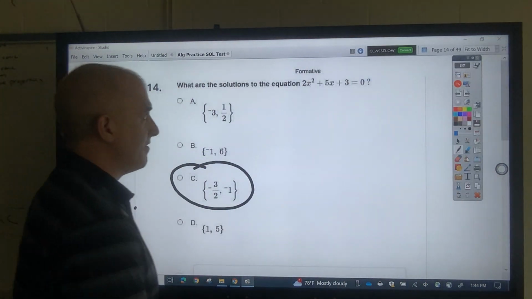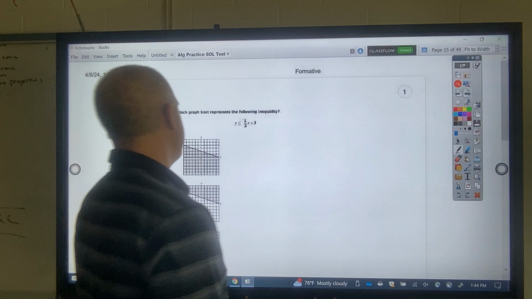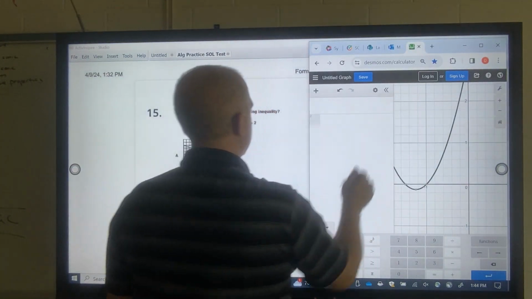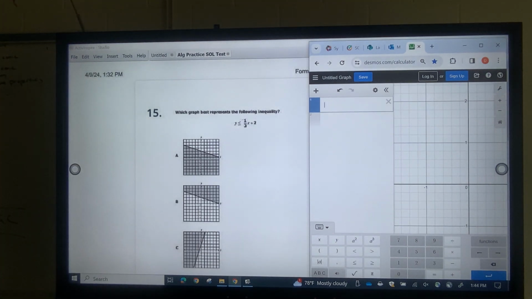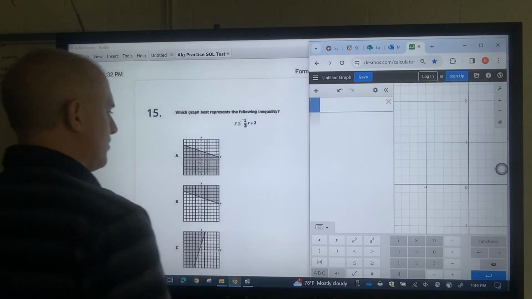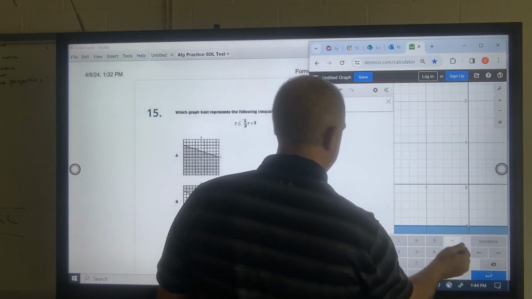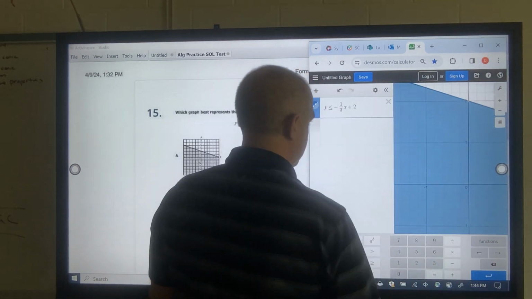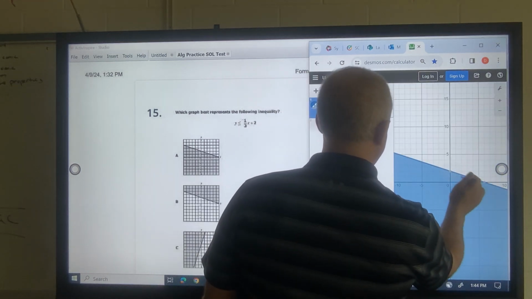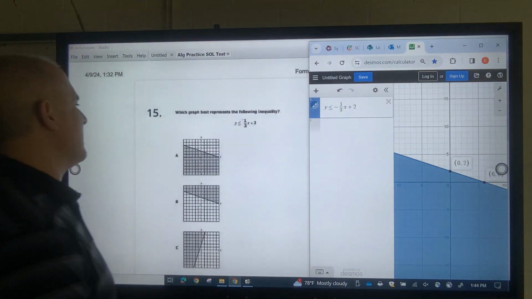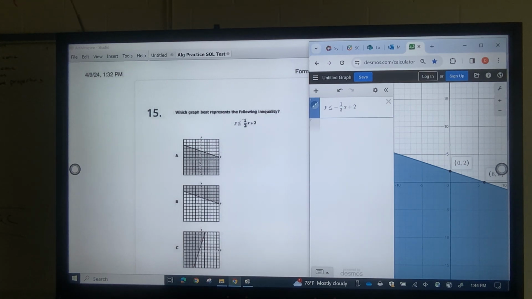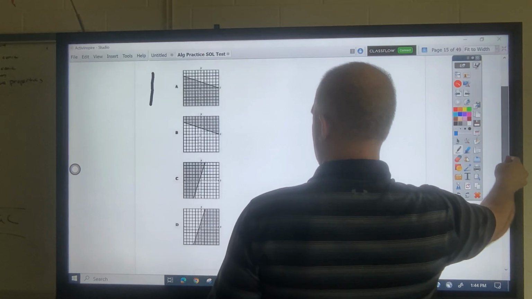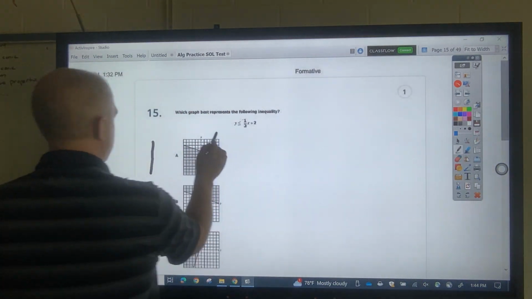All right, next question should be 15. Okay, this is a simple graph match question. So it's going to be y is less than or equal to negative 1 divided by 3, click over here, for x plus 2. Home, that crosses at 2, and that crosses at 6. Okay, and it's shaded below. That one looks good. A looks good. Okay, yep, A is the best answer.